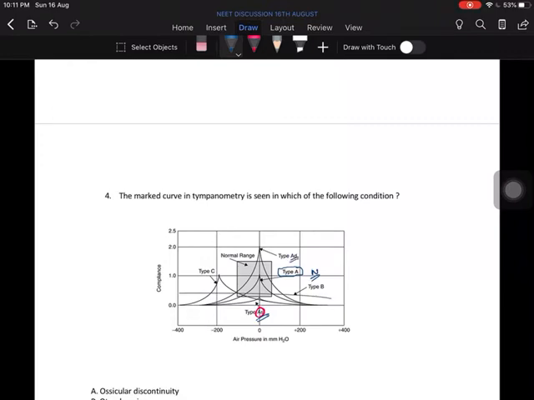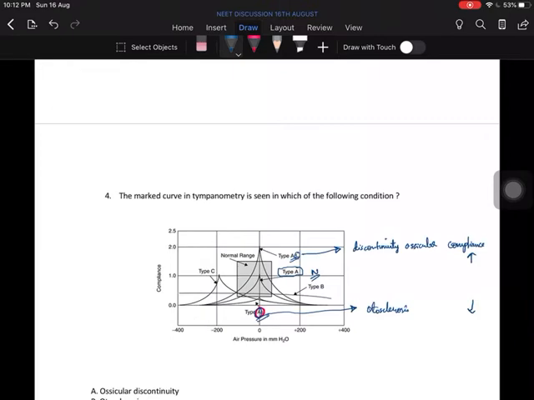Okay, D stands for discontinuity. Okay, so if there is ossicular discontinuity, so this is the curve where the compliance is increased. Okay, so opposite of that is AS. So AS stands for the tympanometry in otosclerosis, and here the compliance is decreased.